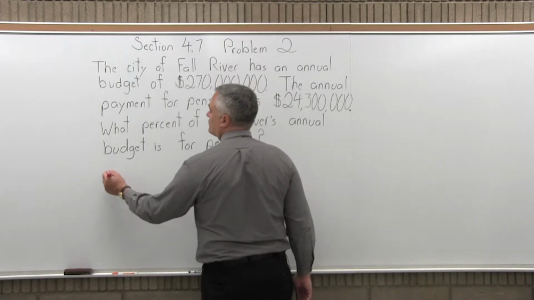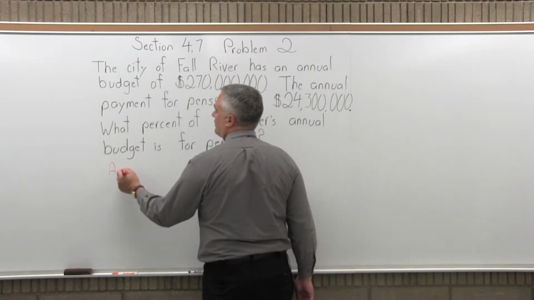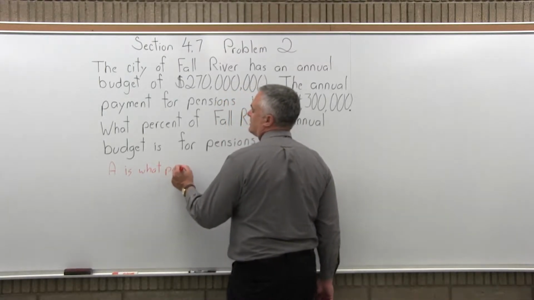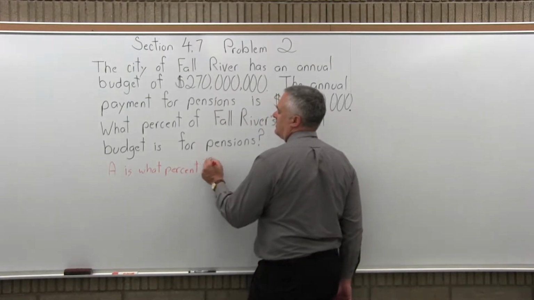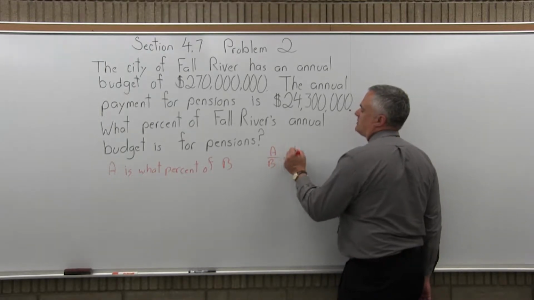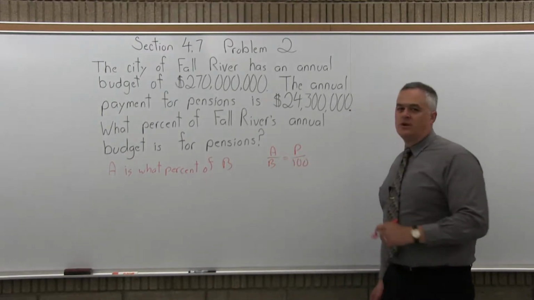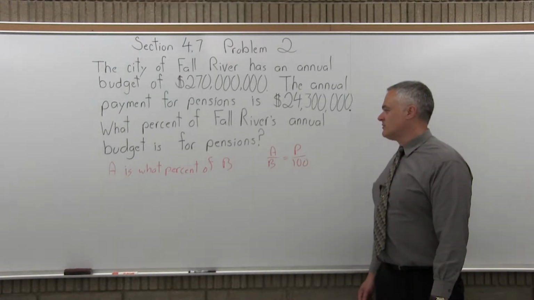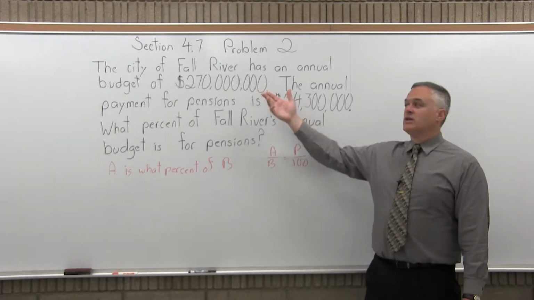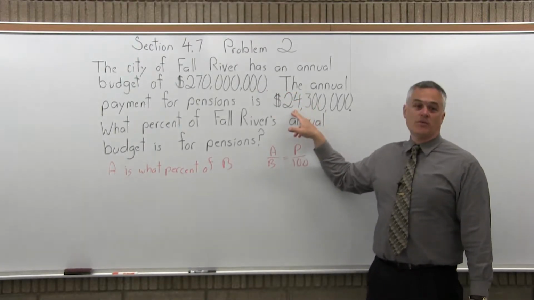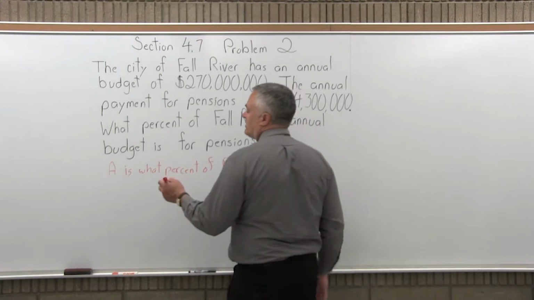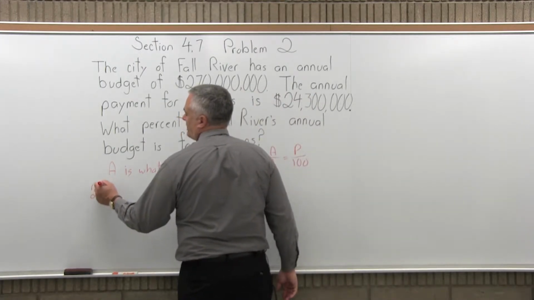What we have to do is rewrite the important parts of the problem in the form A is what percent of B. And when we do that, we can use the formula A over B equals P over 100. That's a formula that will solve just about any percent problem for you, or most of them for sure. So, as we look through this, we have an overall budget of $270 million. Of that $270 million, a little over $24 million is for pensions, and we want to know what percent is for pensions.